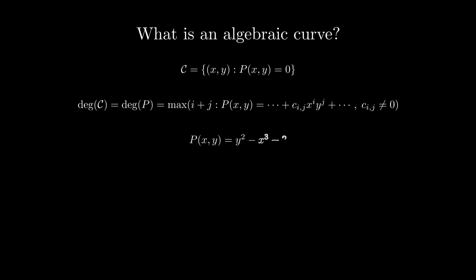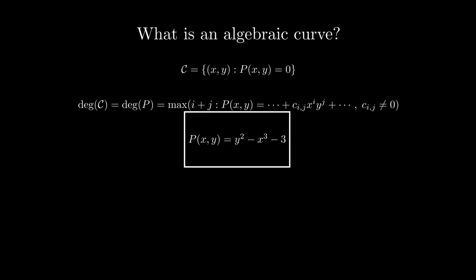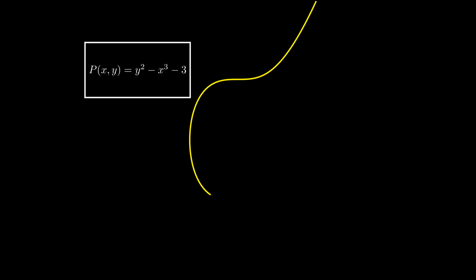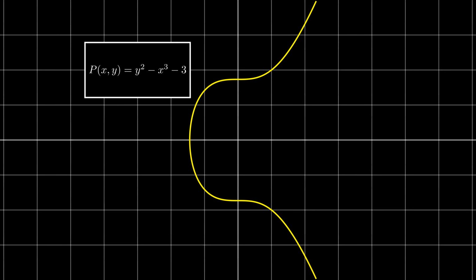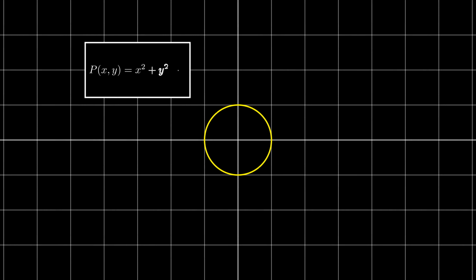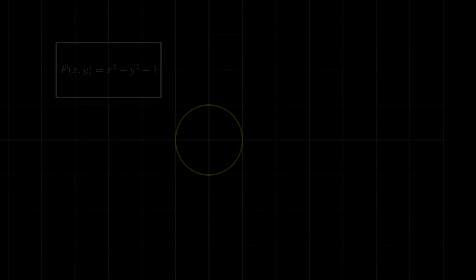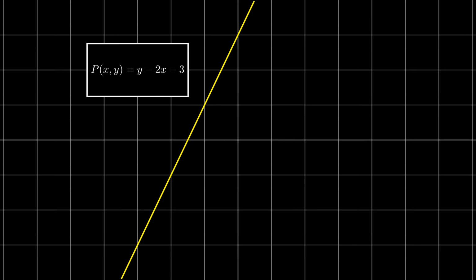Now, let's look at an example. Consider the polynomial y squared minus x cubed minus 3, which is of degree 3. The graph of that curve looks like this. We will mostly rely on geometric intuition to get a grasp of Bezout's theorem. Let's see a few other curves. The unit circle x squared plus y squared minus 1 is a curve of degree 2. A line, for example y minus 2x minus 3, is a curve of degree 1.